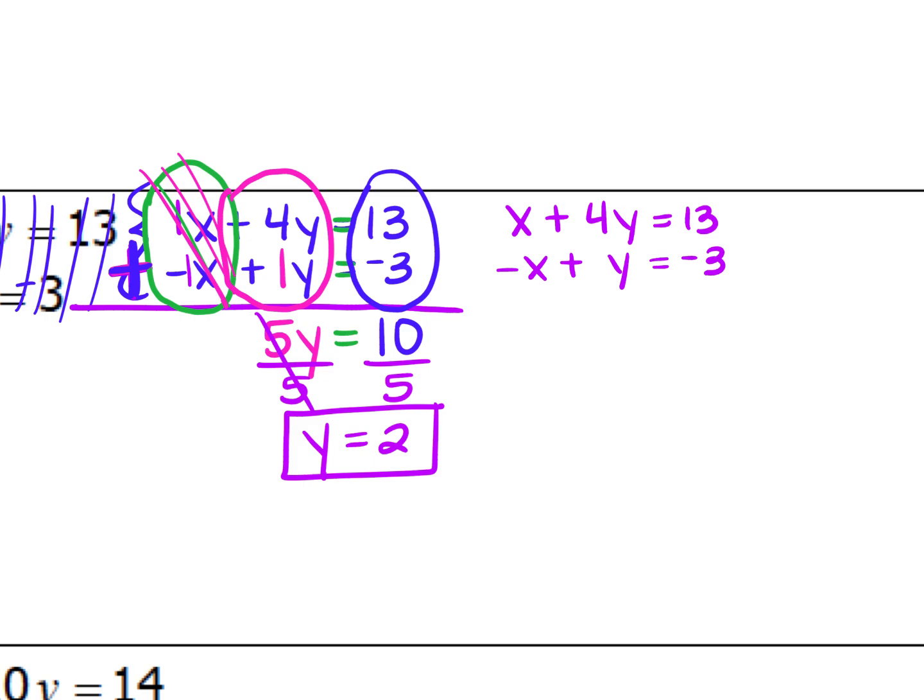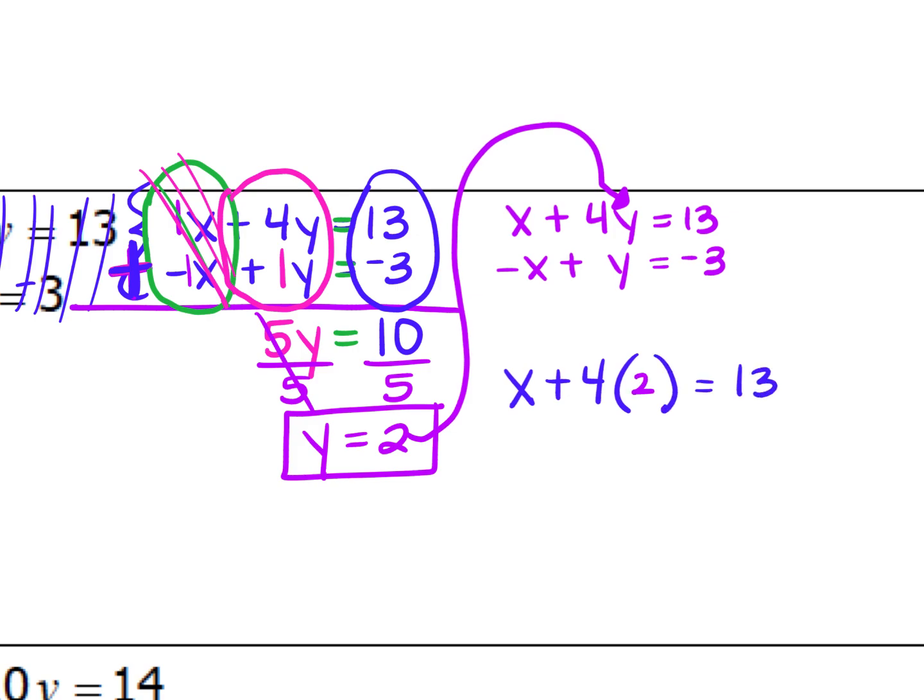So I would probably, I don't know, it really doesn't matter. I'm going to put it in the top one just because there's less negatives involved. So I'm going to put it right here. So it's going to be x plus 4 times that 2 that we just found equals 13. Okay, now solve that. X plus 8 equals 13, and we're going to take away 8 from both sides.